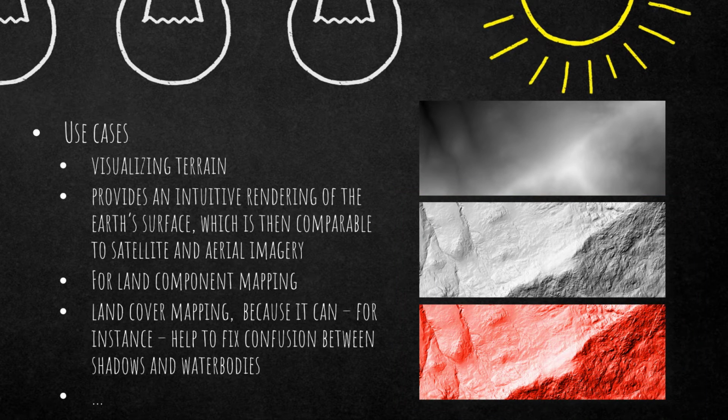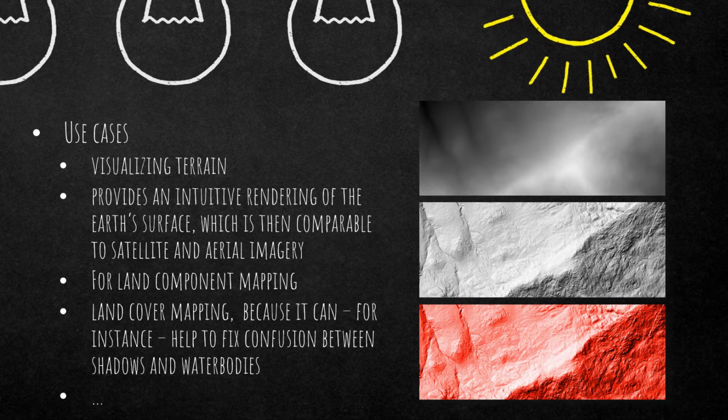You also can use it for land component mapping. That could be a valuable input. And also for land cover mapping, that's something I have just heard of when I did research for the hillshade. It has been used, for instance, to help fix confusion between shadows and water bodies. If you try to mimic the sun angle of the RGB image or whatever you have in the hillshade, then you actually can use the information of the shadow that you see in the hillshade to overcome misclassifications for water.